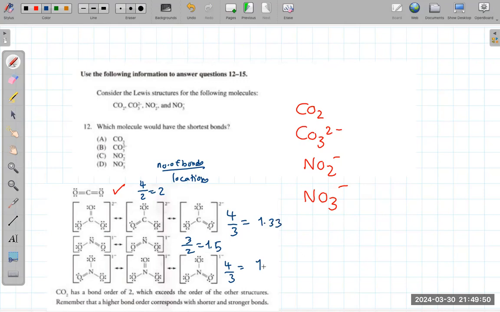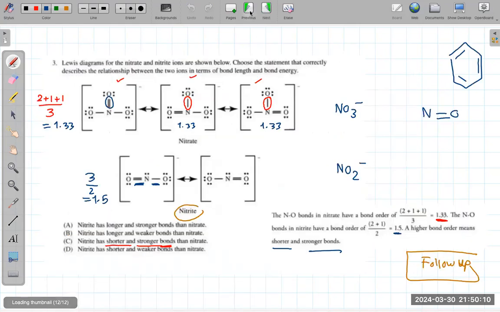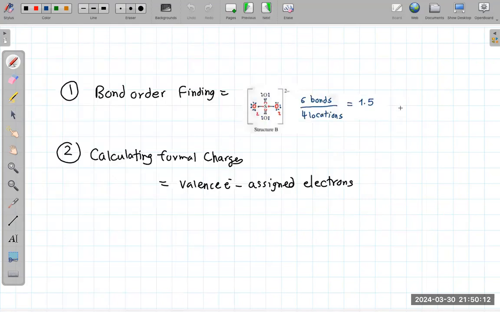So this means that the highest bond order is 2. And we said that the higher bond order equals shorter and stronger bonds. Okay.